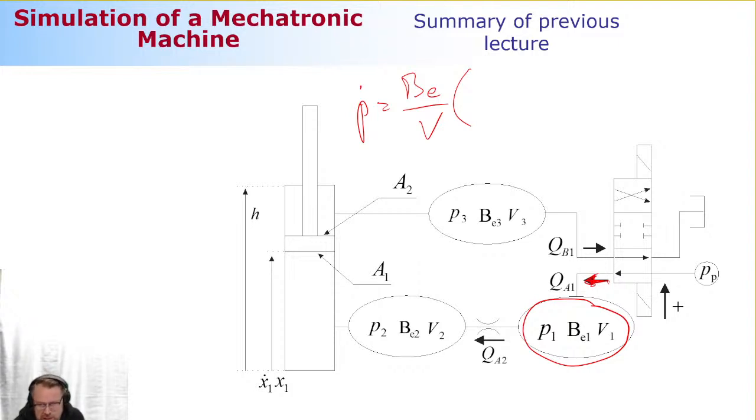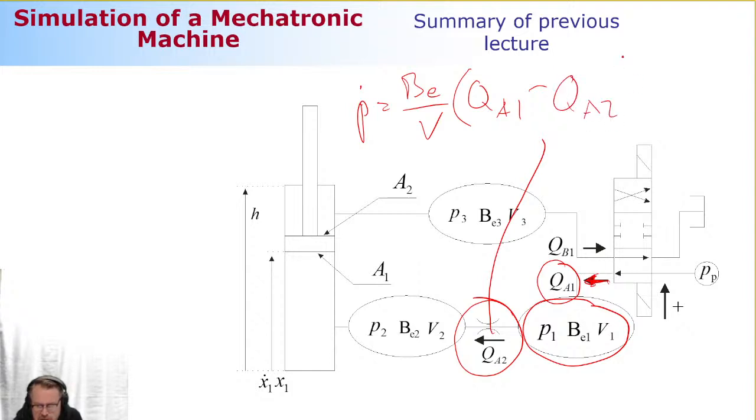Okay, so what's incoming? This is incoming. Correct. So this needs to be here. So it's a QA1. That is incoming. What is leaving? This one. This is leaving, so this is going to be minus QA2. What is this third component, the volume size change as a function of time?